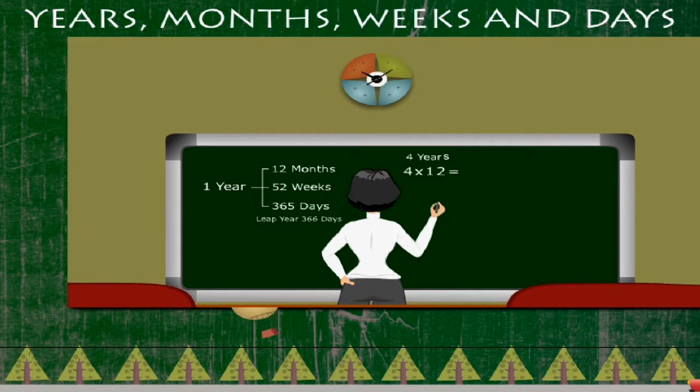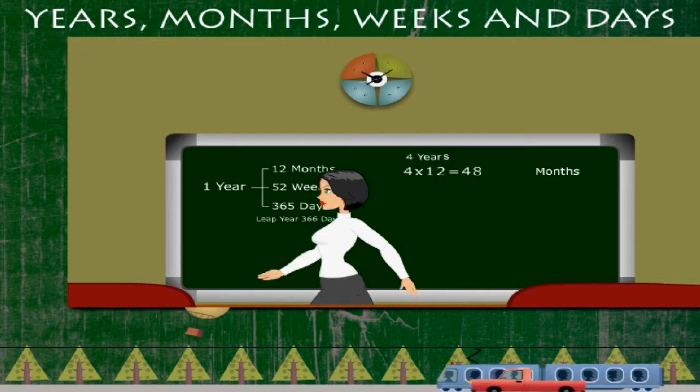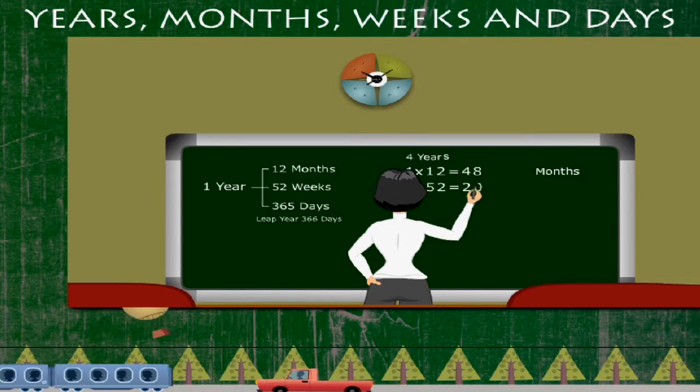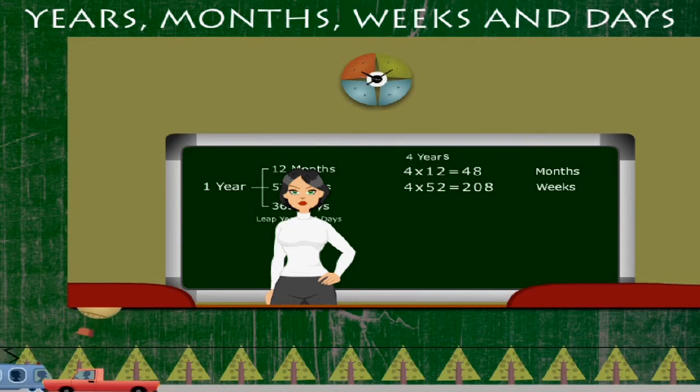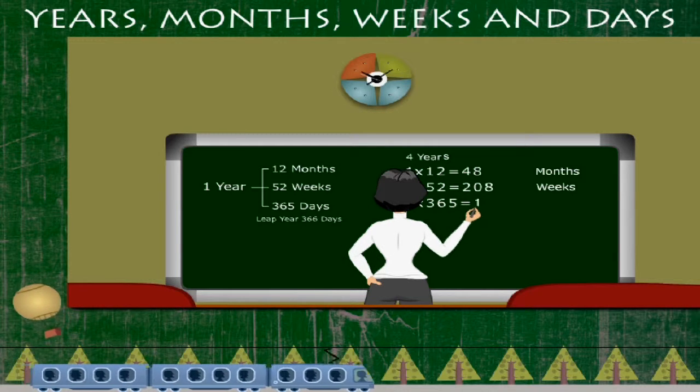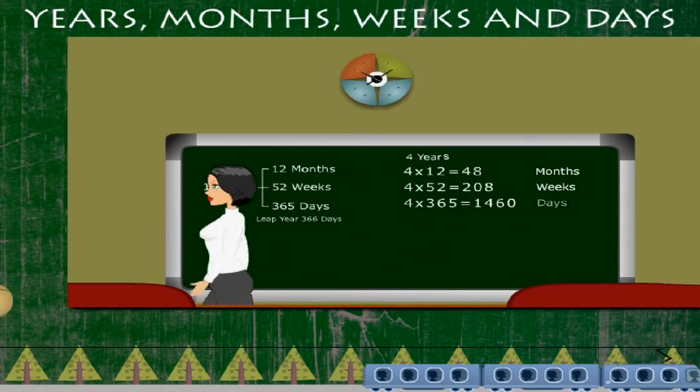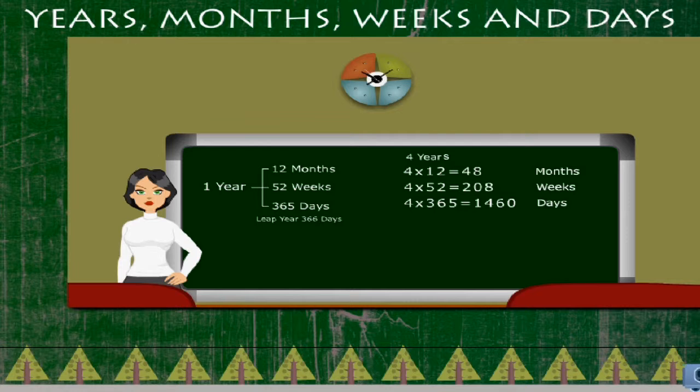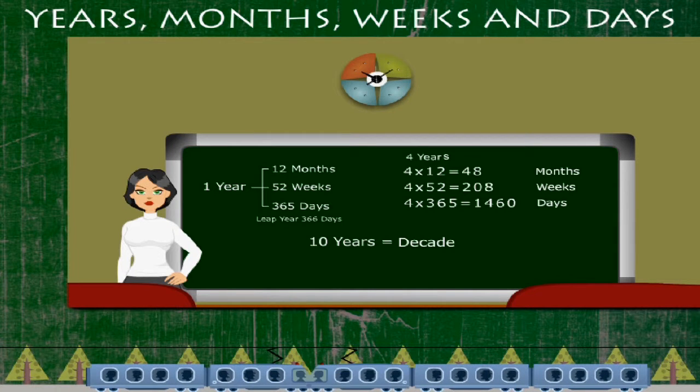So, the leap year comes after 48 months or 208 weeks or 1460 days. 10 years period is called a decade. Thank you, ma'am.